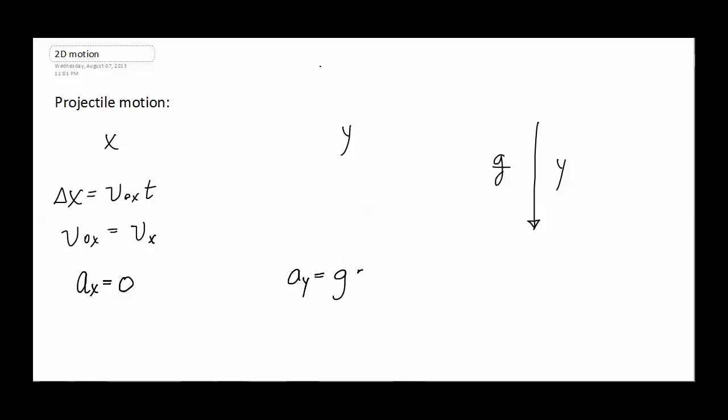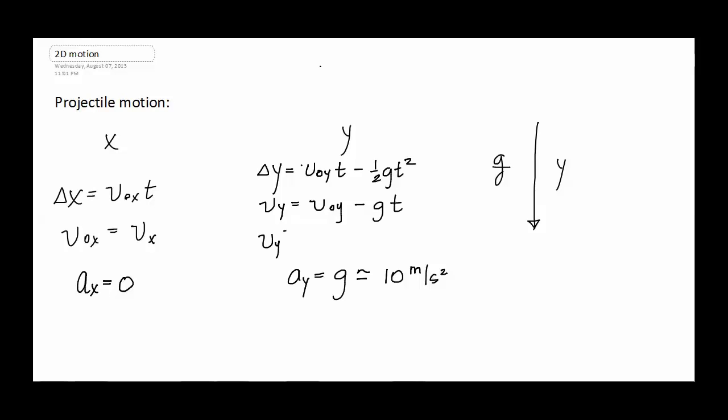But in the y direction, our acceleration is equal to g, the acceleration due to gravity, which is about 10 meters per second squared for the purposes of our class and the AP exam. Remember, it makes doing the math faster to use 10. So now we can define the equations for motion in the y direction. These look like the free fall motion equations. So delta y is equal to the initial velocity in the y direction, t, minus 1/2 gt squared. Our velocity in the y direction is equal to the initial velocity in the y direction minus gt. And vy squared is equal to v naught y squared plus or minus 2g delta y.